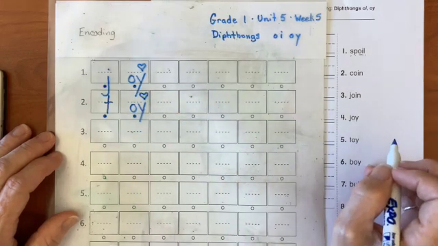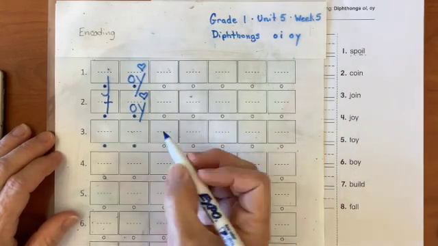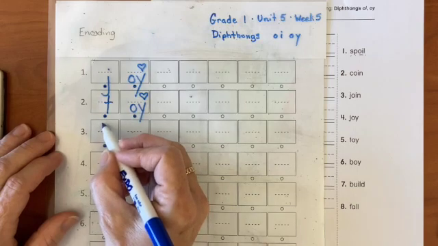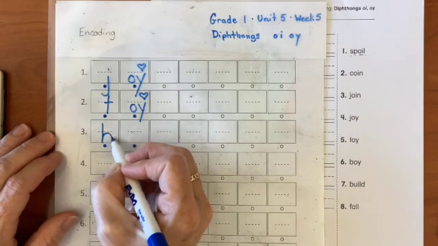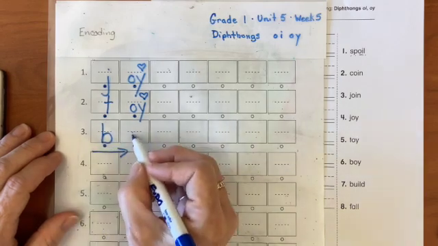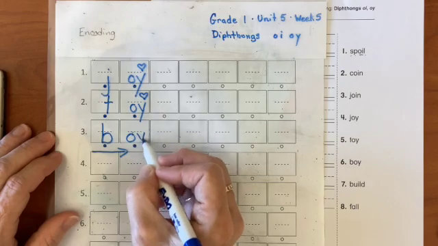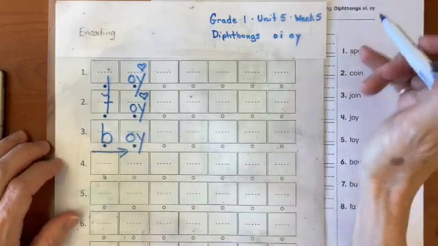And the last word there is boy. B, oi. There's my B. Now if this gives you trouble, remember B start at the top, come up and around and push forward because in English we write this way. B, oi, O-Y. And those are all of the diphthongs for this week.